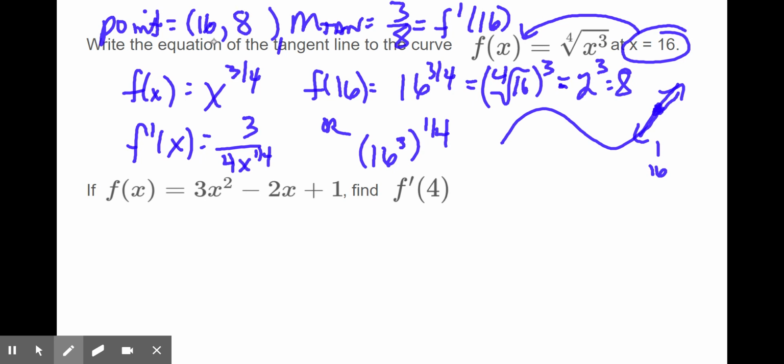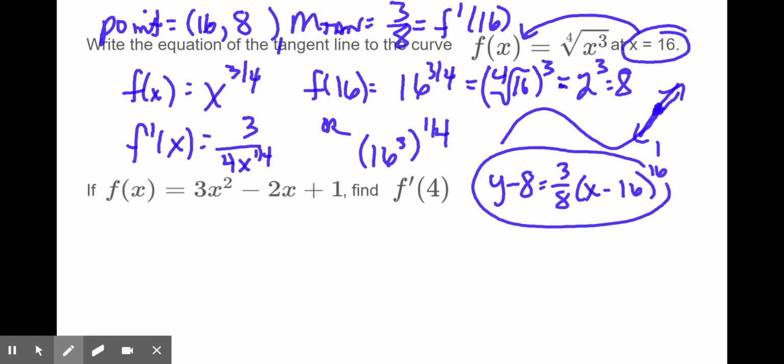Now I have a point and I have a slope. So now I have point slope. So I can just write y minus 8 equals 3/8 times x minus 16. There's the equation of my tangent line. Okay? You don't have to do any more to this. You don't have to find b. This is the equation of a line in point slope. That's why I'm telling you need to know point slope.